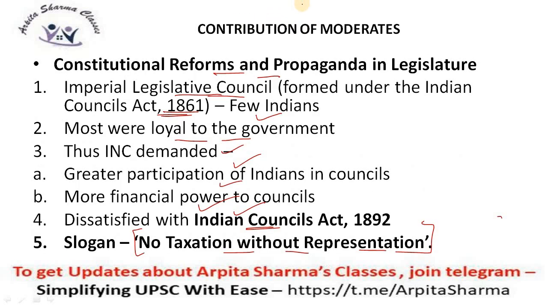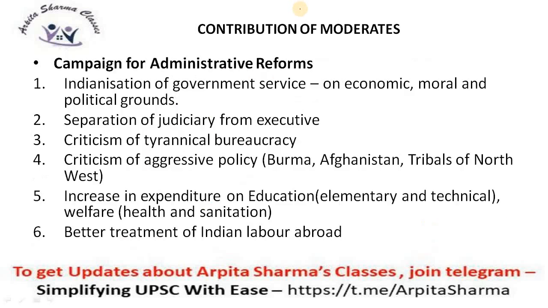So these were the constitutional reforms and the reforms in legislature. Now comes the administrative reforms. What were the administrative reforms? They wanted Indianization of government service on economic, moral and political grounds. Also, judiciary to be separated from executive, and they also criticized the tyrannical bureaucracy which mainly consisted of the British government, or the people who are loyal to the British government. Hence, they criticized this tyranny of the bureaucracy of the British government.